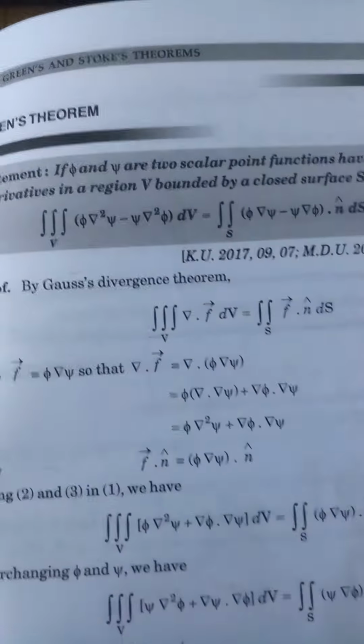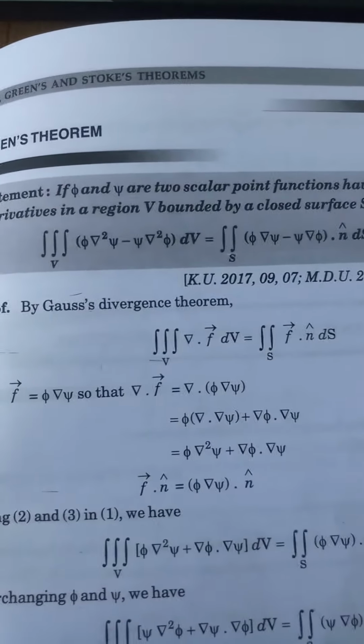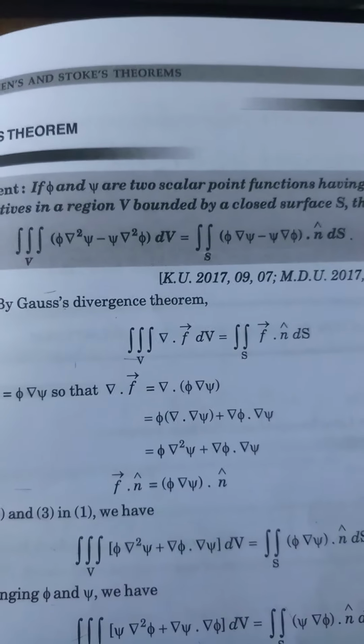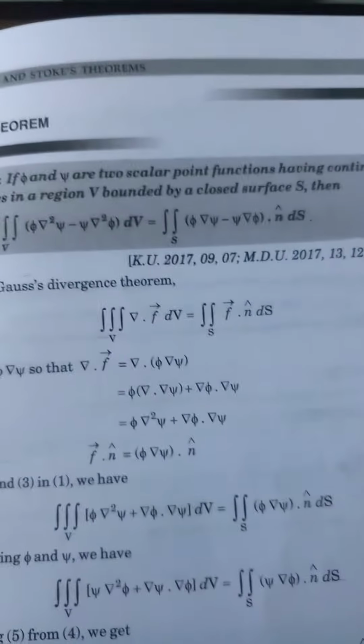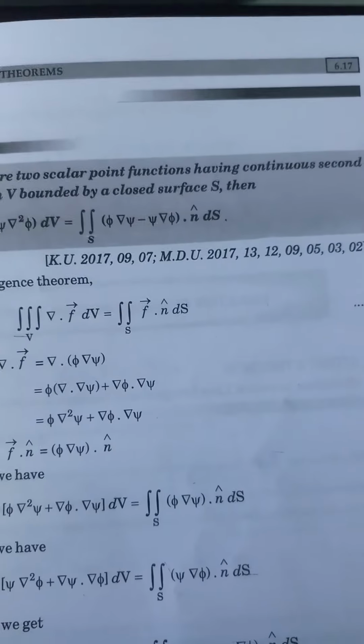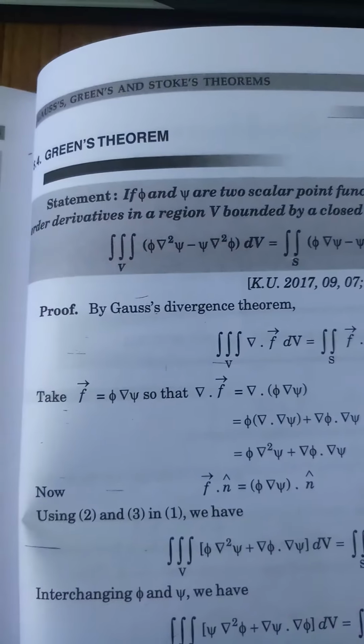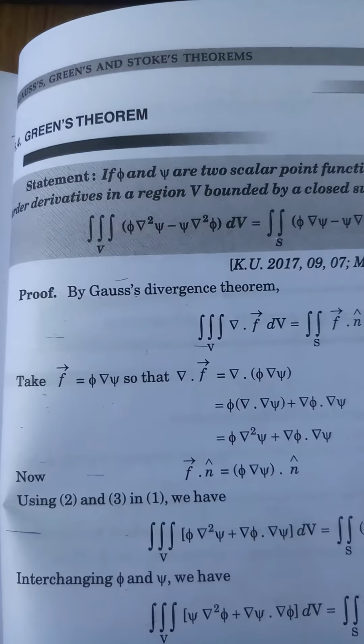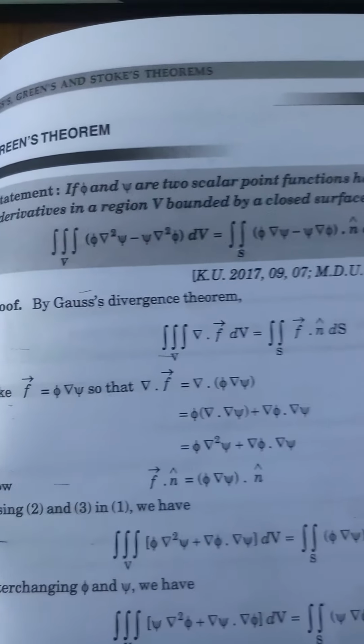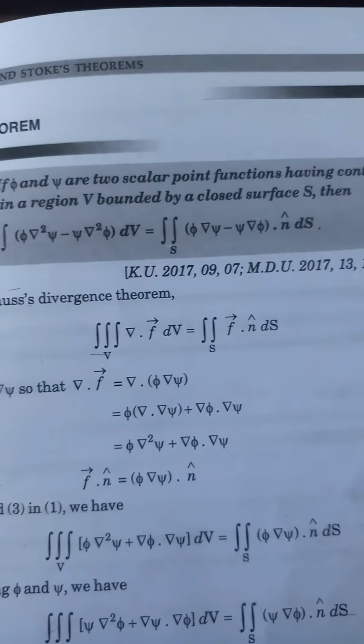Green's theorem is for when we convert a triple integral into a double integral. Phi and psi are two scalar point functions having continuous second order partial derivatives in a region volume B bounded by a closed surface S.